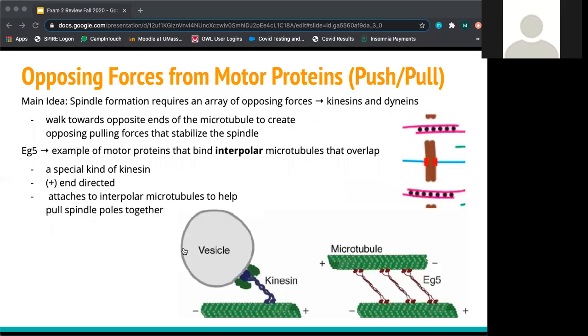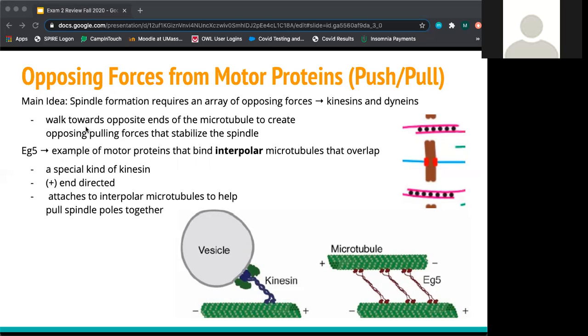So one of the main things that we talked about for spindle is the opposing forces in motor proteins, the push-pull forces. So your main idea is that spindle formation requires an array of opposing forces, and that's with your kinesins and dyneins. So they will walk to opposite ends of the microtubule to create opposing pulling forces, and that will stabilize the spindle. So you have your example, Eg5.